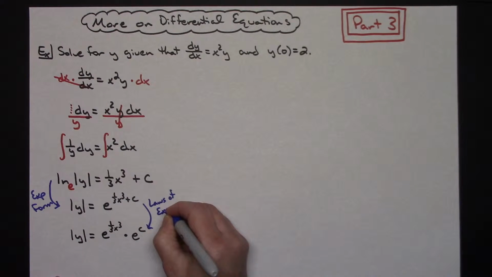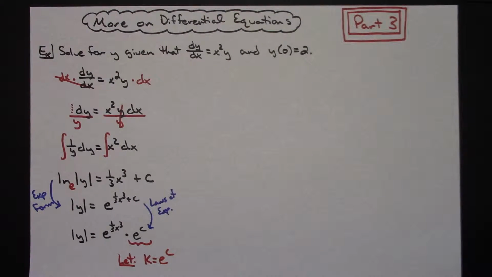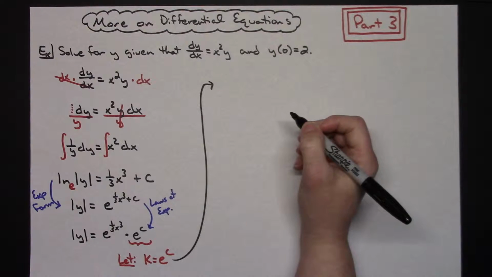Laws of exponents. Now from here I'm going to want to get rid of that e to the c. E raised to some constant is going to give me a constant. I want to define that, so I'm going to let k equal e to the c. That's going to clean up my answer there. We're going to come up here, and now I'm going to rewrite that.